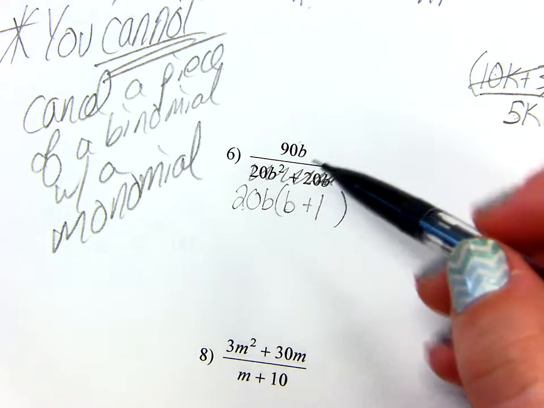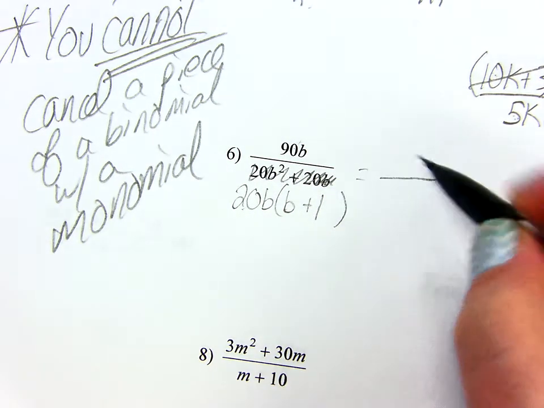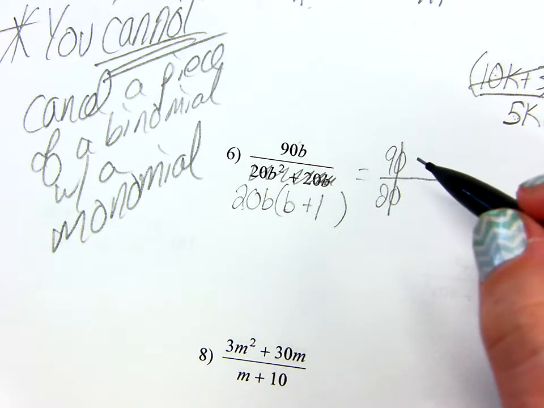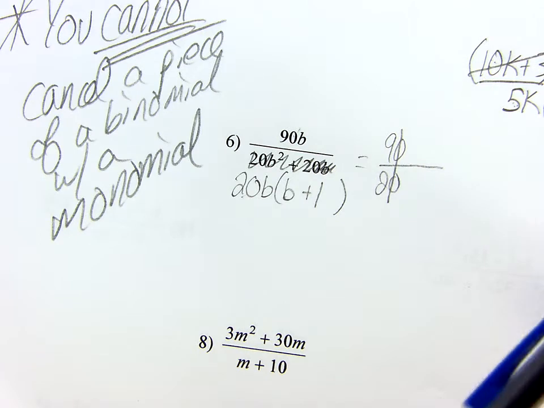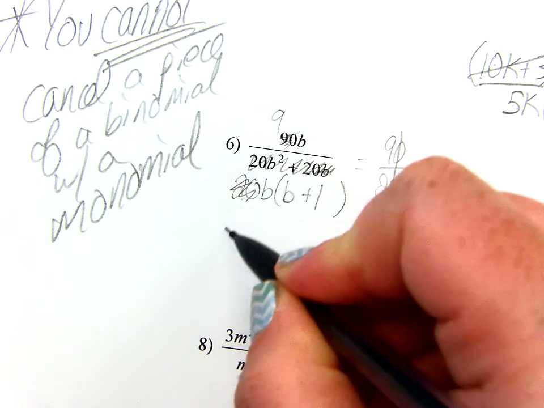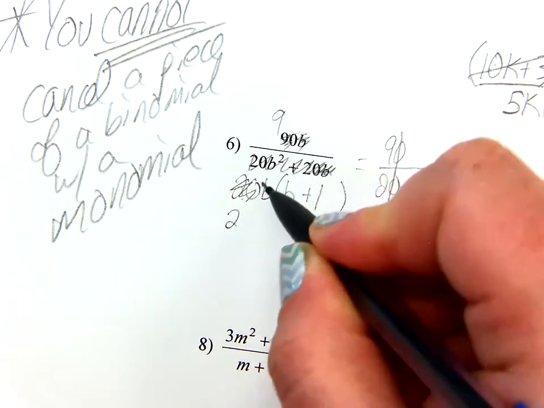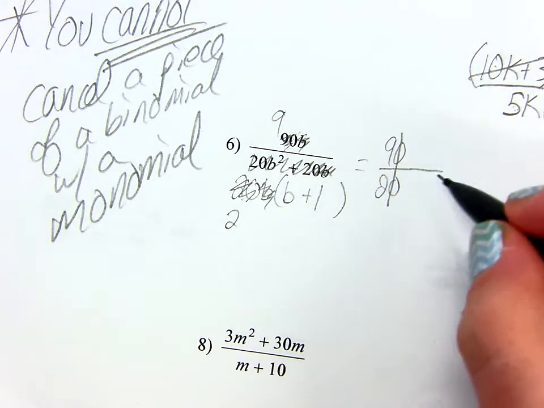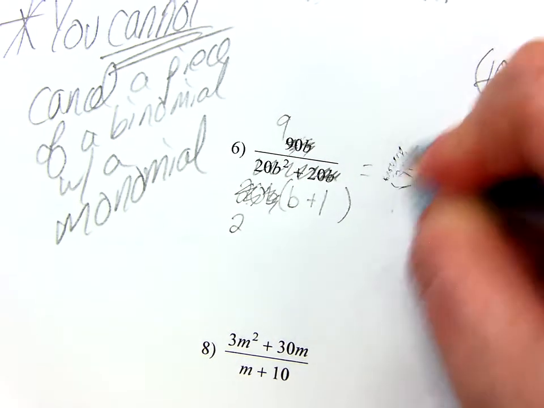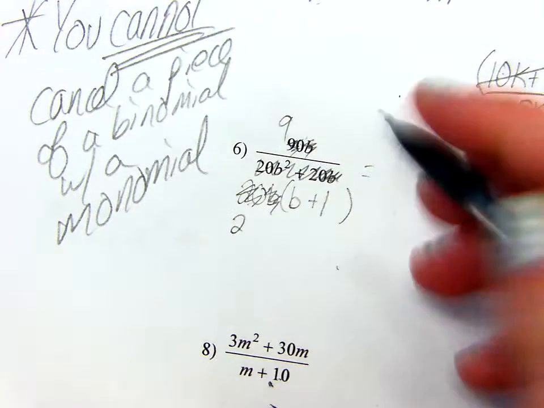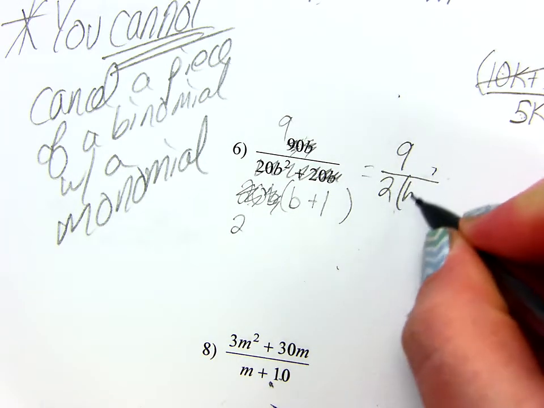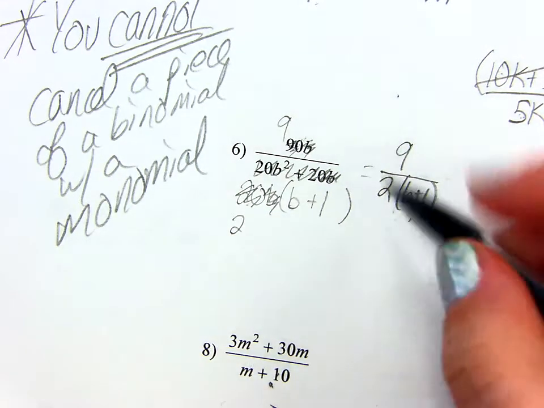Yeah, if you have 90 over 20, don't you just cancel out the 0s, right? So you really have 9 over 2. So I have 9 over 2 when I cancel the 90 and the 20. Can you get rid of the b? You sure can. b over b just cancels each other out. So my final answer should look like what? 9 over 2 parentheses b plus 1. That's right. So I have just 9 on top, 2 on the bottom, and b plus 1. There's my answer.